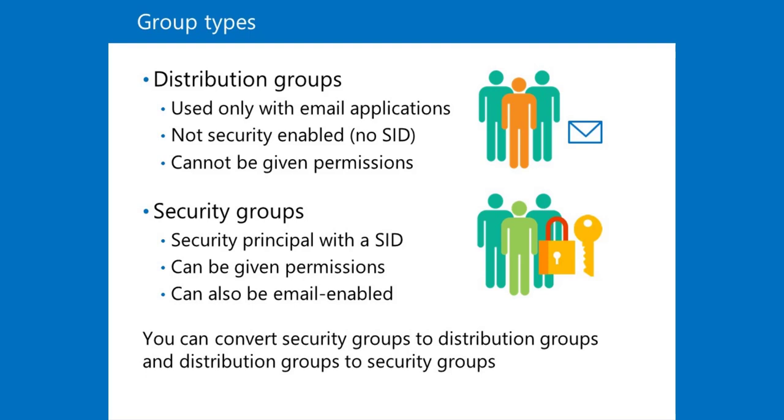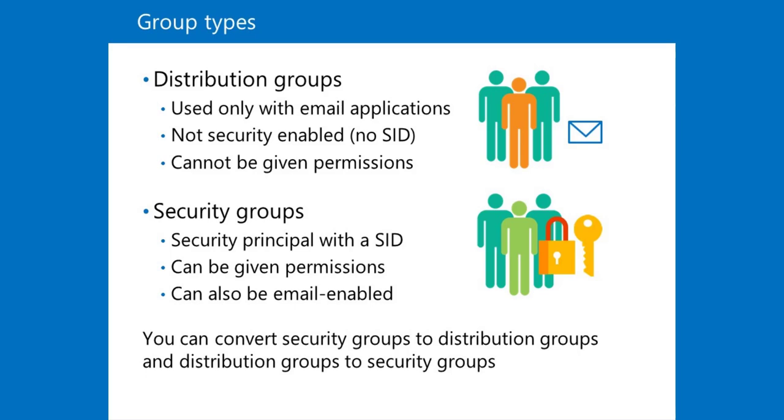Because you can use security groups for both resource access and email distribution, many organizations use only security groups. However, we recommend that if you use a group for email distribution only, you should create the group as a distribution group. Otherwise, the group is assigned a security identifier, SID, and the SID is added to the user's security access token, which can make the token unnecessarily large.